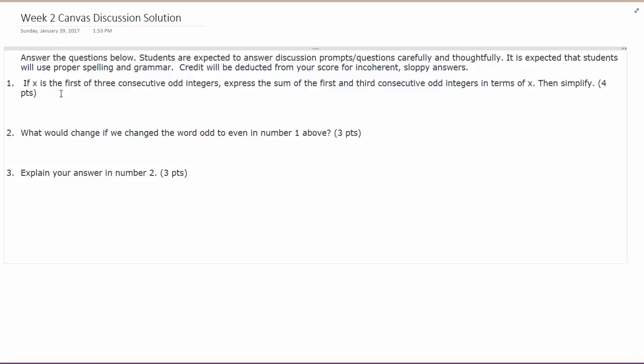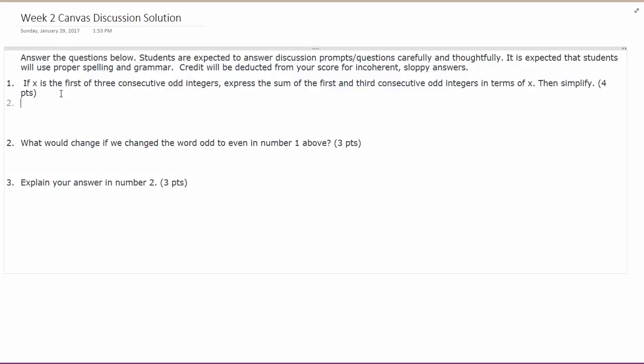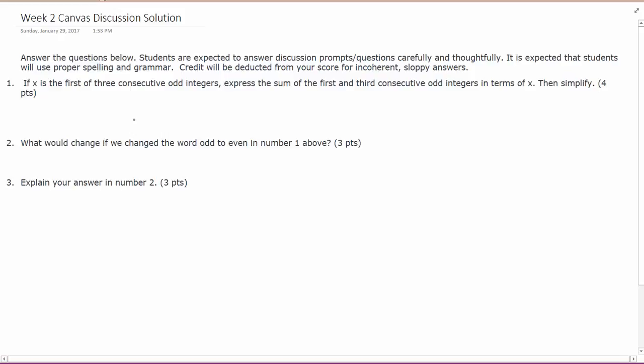So on number 1, we're letting x be the first of 3 consecutive odd integers, and you're asked to express the sum of the first and the third consecutive odd integers in terms of x, and then we're asked to simplify. So here, it's real important to understand what these three terms represent.